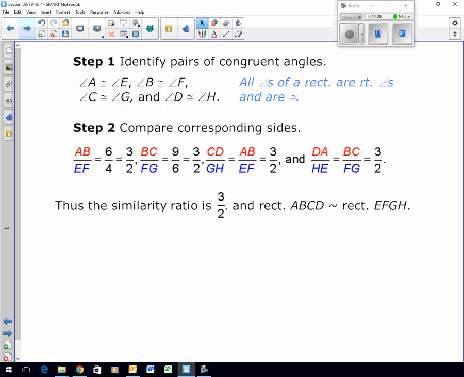Very good. Okay. So they would all be congruent angles. And then you see how my corresponding sides are all proportional. Okay. Notice how they answer the question. Similarity ratio is 3 over 2. And rectangle ABCD is similar to rectangle EFGH.